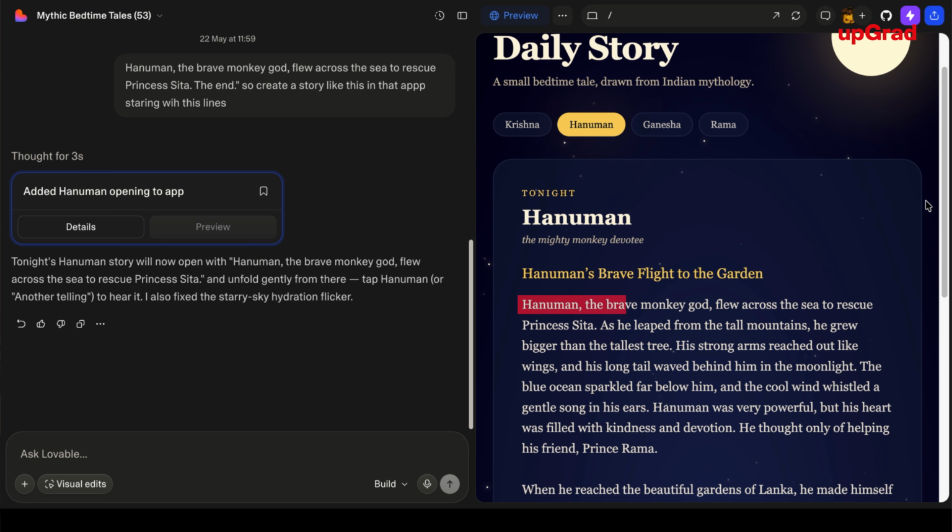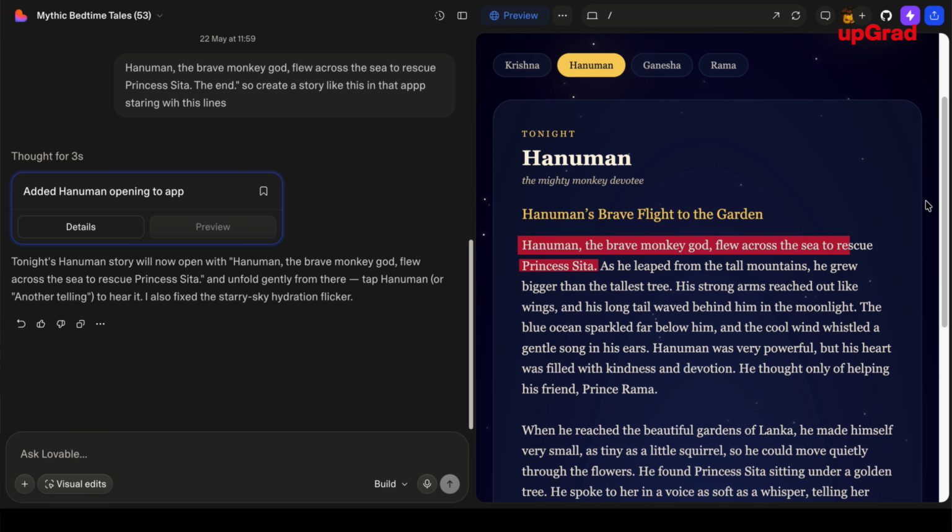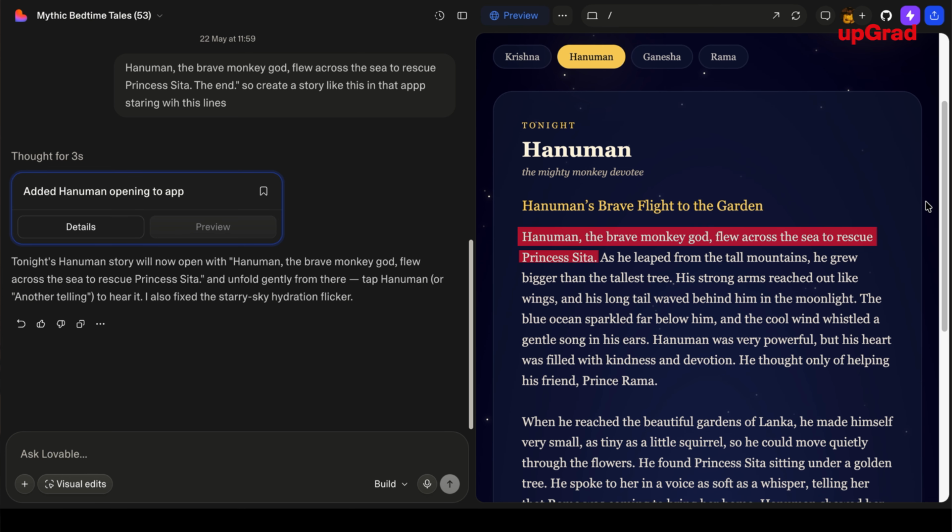Prompt 2. Wire in story generation. It generates. Tap one of the figures, the story comes back. It's wrong. Reads on the screen. Hanuman, the brave monkey god, flew across the sea to rescue Princess Sita. The end. That's not a story, that's a Wikipedia summary. A child would fall asleep for the wrong reasons.